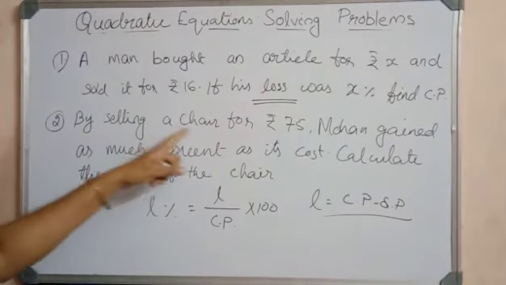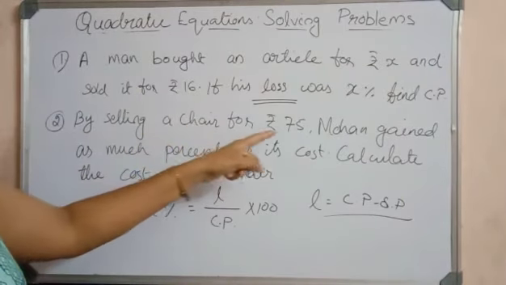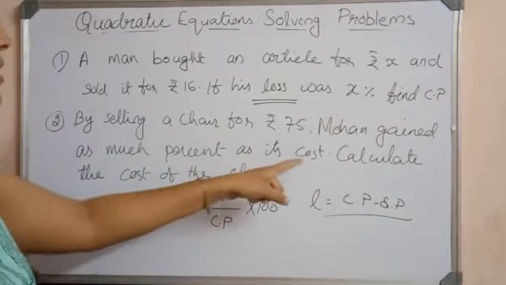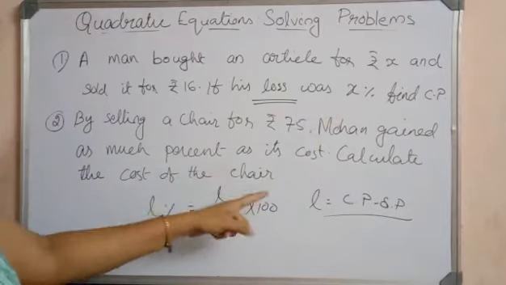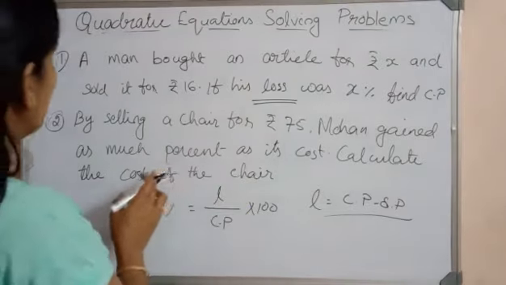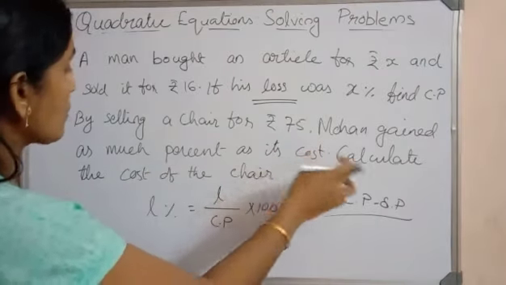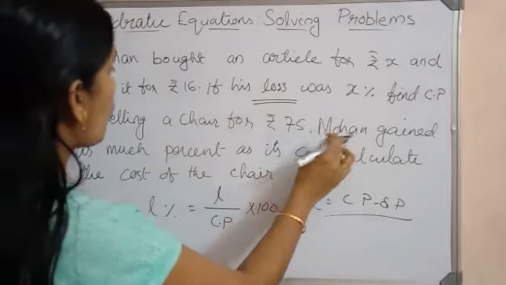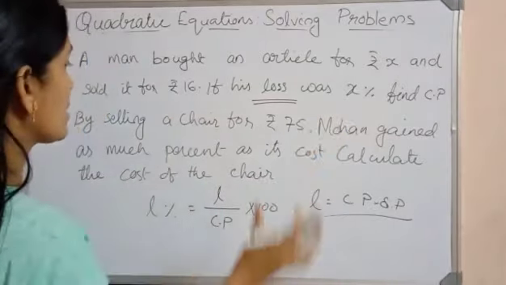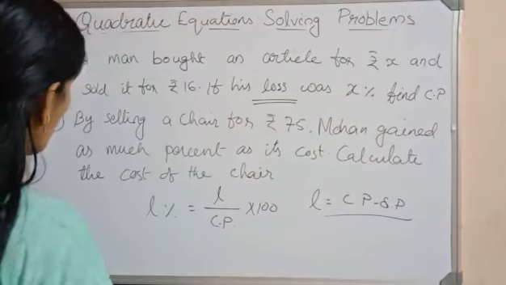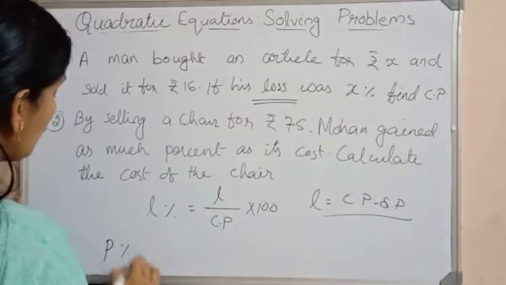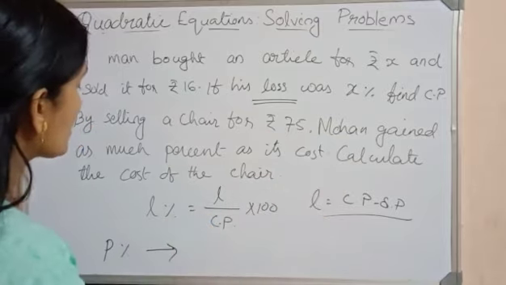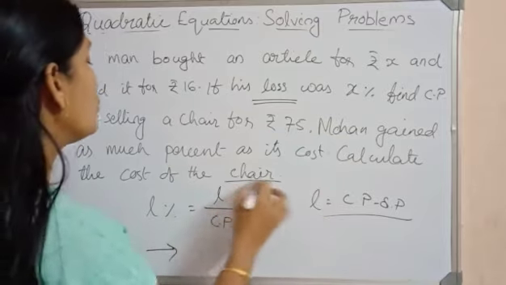And in the second part of the question, by selling a chair for rupees 75, Mohan gained as much percent as its cost. Calculate the cost of the chair. Here, the cost of the chair as well as its profit, that is, Mohan gained. Gain means it is a profit. Both are the same. So you have to find the profit percentage, consider the profit percentage as well as the cost price as X, and then you solve it.